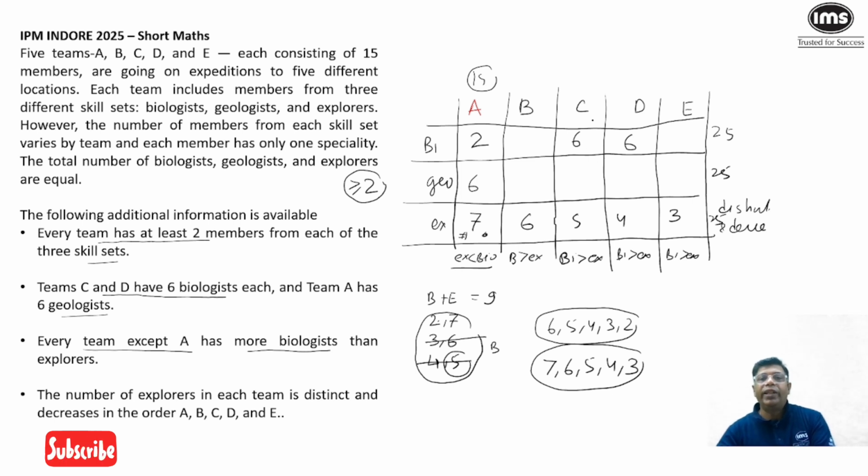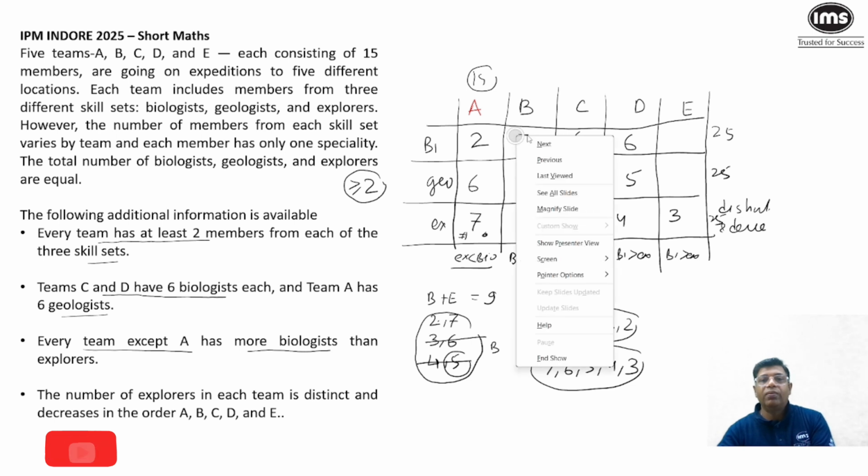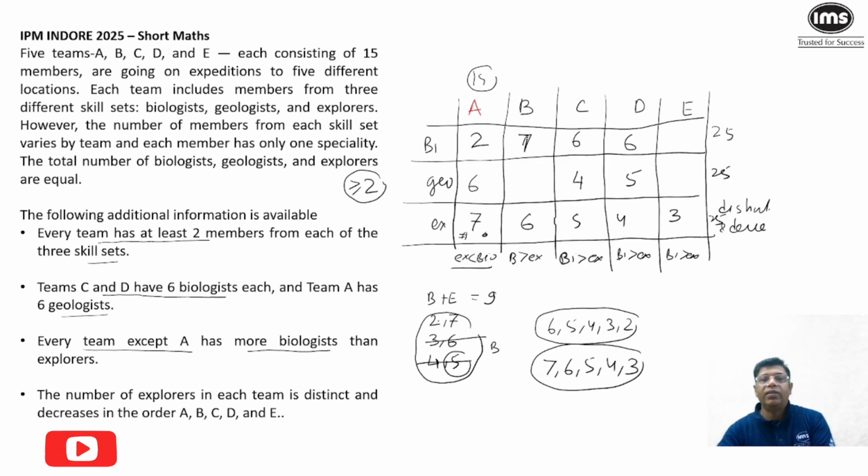So now for team C, you know how many geologists there are? 6, 5, 11, 4, 15. So I think this way we now know that in every team, biologists are more than explorers. So here this number can be maybe 7. Yeah, we have to take only 7. We can't take more than 7, otherwise this number will become 1. Every number has to be at least 2.